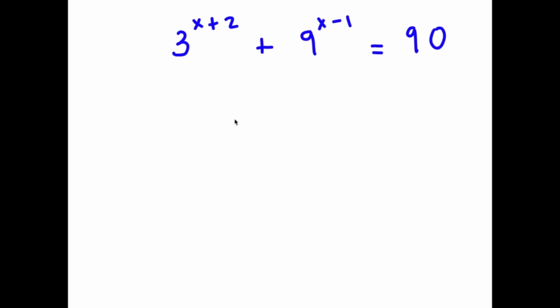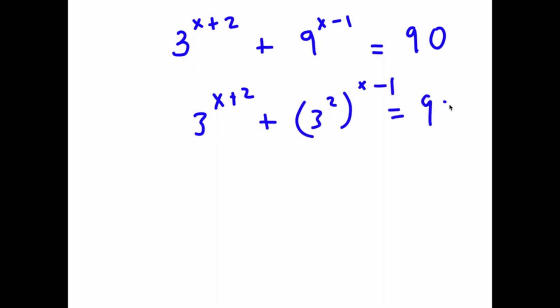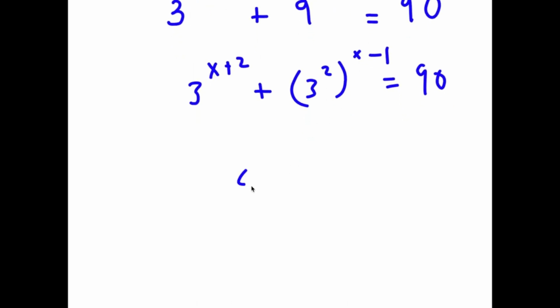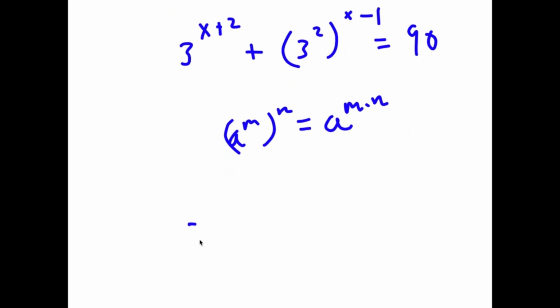Alright, so in this problem, I have 3 to the power of x plus 2 plus 9 to the power of x minus 1 is equal to 90. So to solve this, I'm going to first start by rewriting 9 as 3 to the power of 2. So now I have, this is a plus, 3 to the power of 2 to the power of x minus 1 is equal to 90. And if I have something in the form a to the power of m to the power of n, this is equal to a to the power of m times n. So this is going to be 2 times x minus 1, which is 2x minus 2.